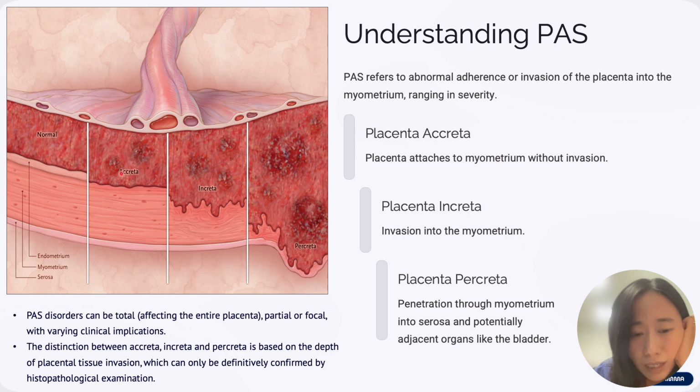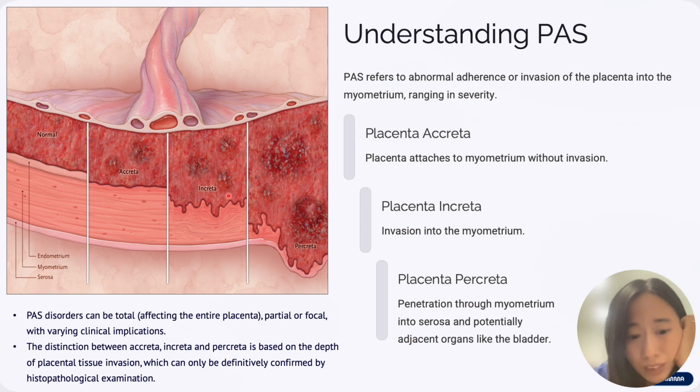In PAS, it invades right through the endometrium and attaches directly into the muscle layer. We call it placenta accreta, so attached to the myometrium but not invaded. If it invades, it becomes increta, and sometimes it invades right through the muscle layer and protrudes outside into the serosa layer, and you can see it from outside of the womb like a little bulging of the placenta, bluish thing. That is percreta. And in some cases, it can even invade adjacent organs like the bladder.